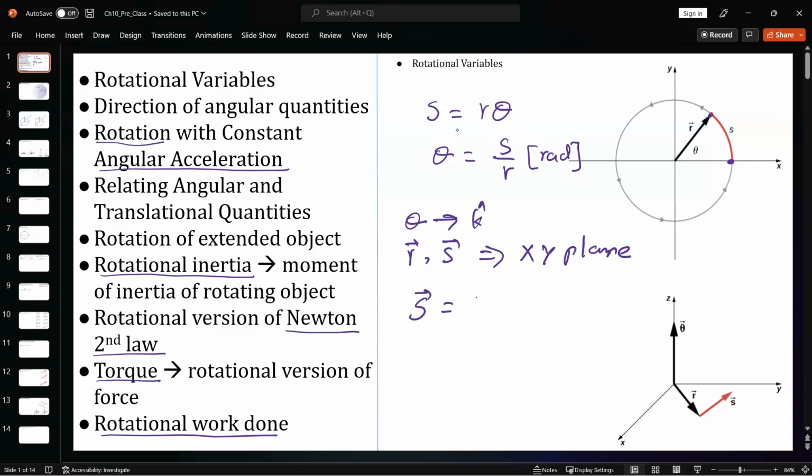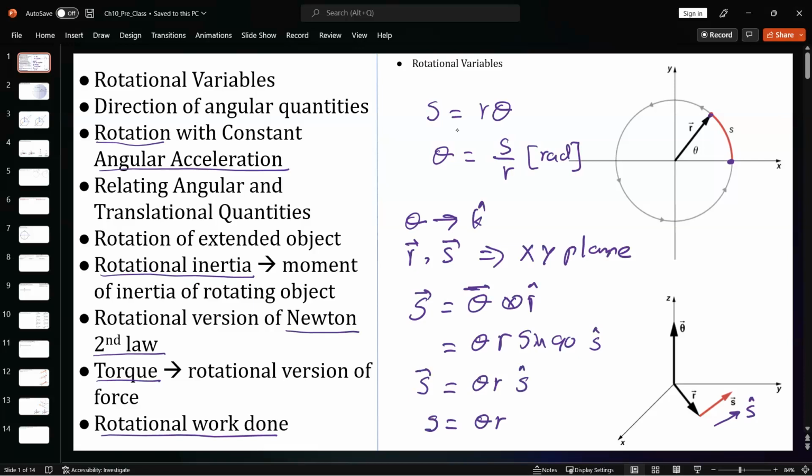Vector s is equal to the cross product of vector theta and vector r. So the vector theta magnitude, vector r magnitude, sine of the angle between them, 90 degrees, and then the unit vector s hat. Unit vector s hat represents the direction of vector s that has components of i and j. So the magnitude is r theta s hat. Magnitude wise, vector s is equal to just r theta. So that's the idea, theta r. Which means from here, if you redefine the magnitude of theta, that's going to be s over r.